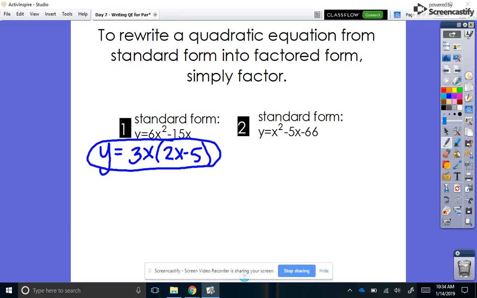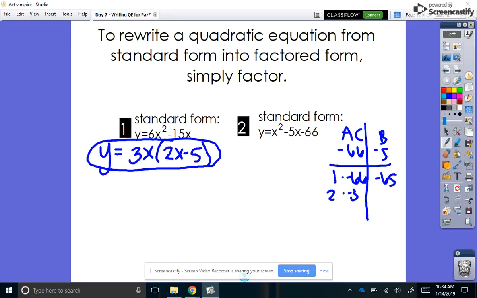For number 2, I need to do the AC method. So what 2 numbers can you multiply to get negative 66 and add to get negative 5? So I'm going to have 1 times negative 66. That doesn't work. 2 and negative 33. That doesn't work. 3 and negative 11 gives me negative 8. I don't know if 4 goes into 66. Let's see. It does not. 5 doesn't go into 66, but 6 and negative 11.